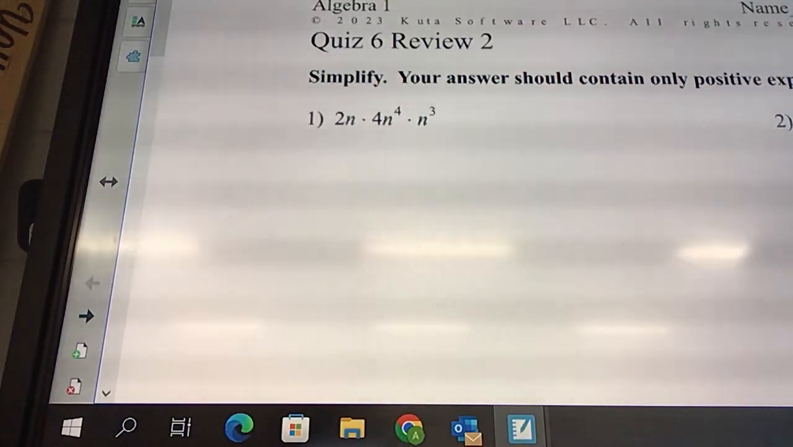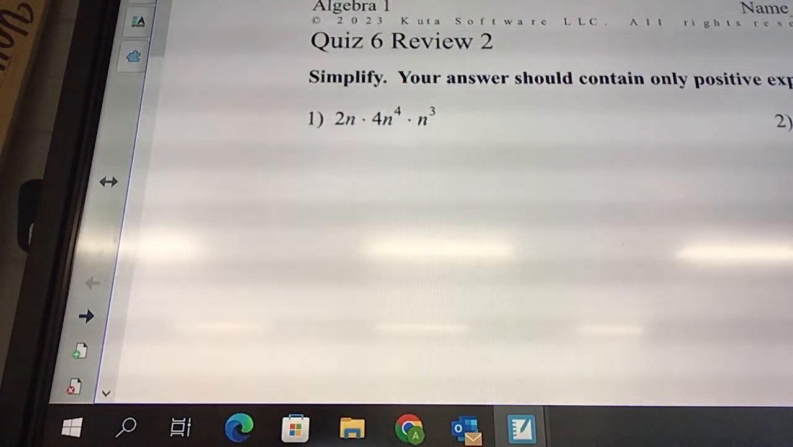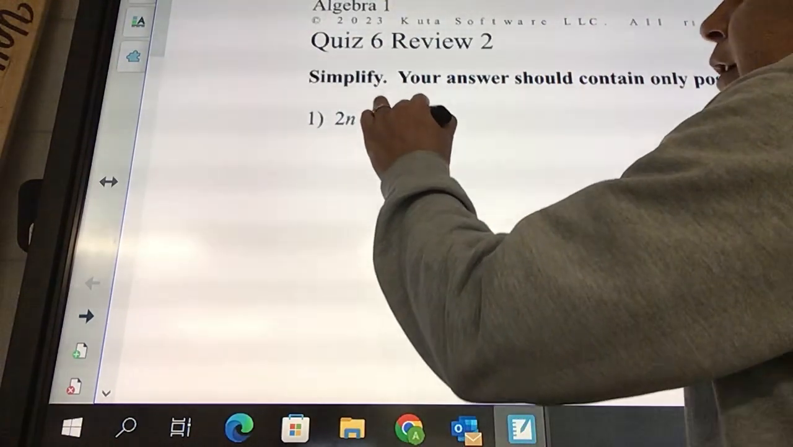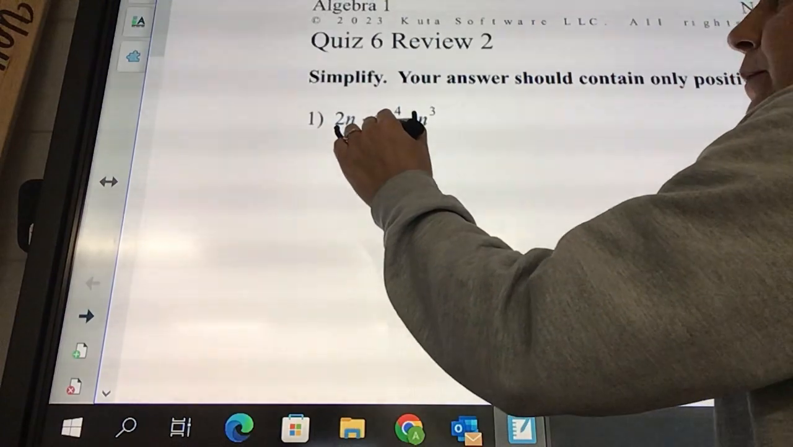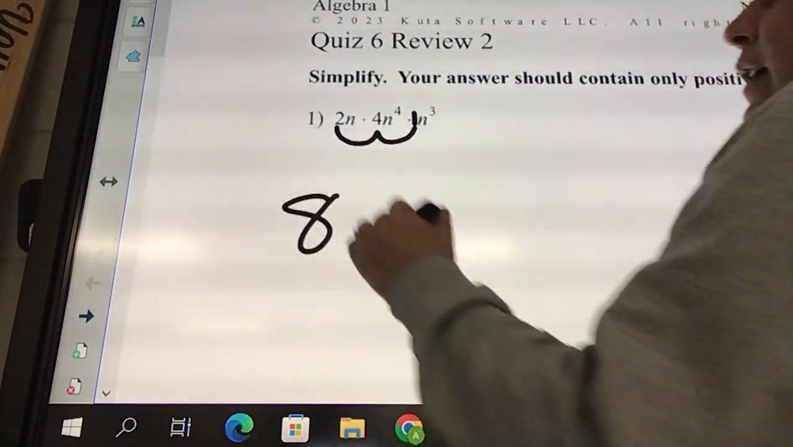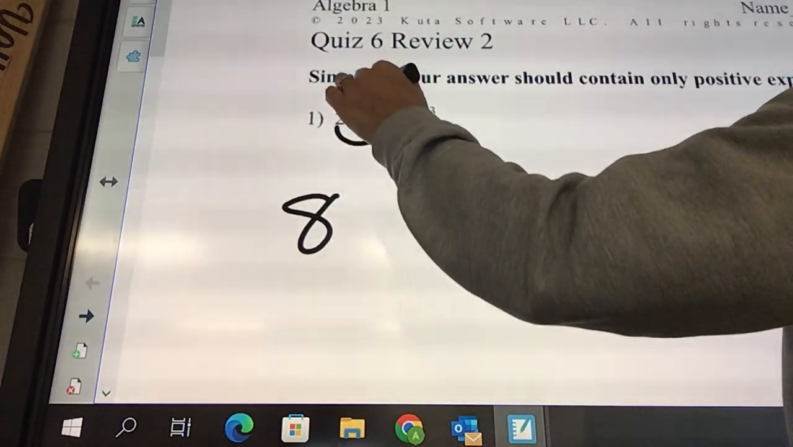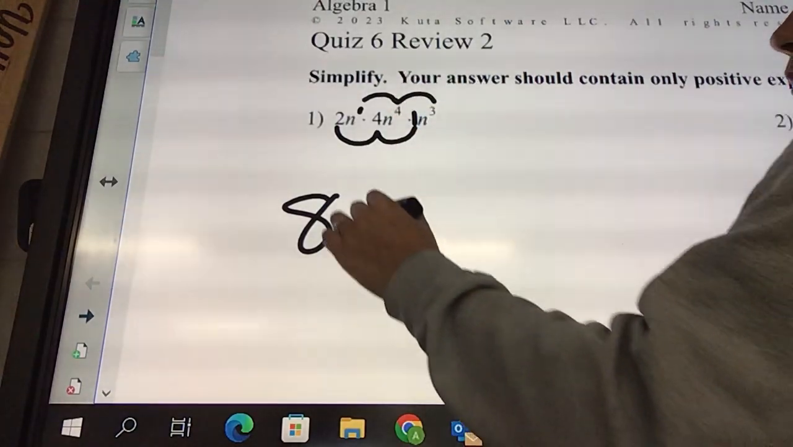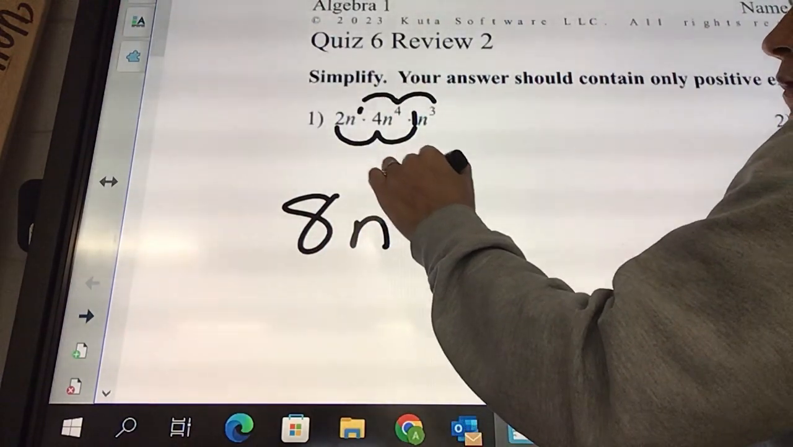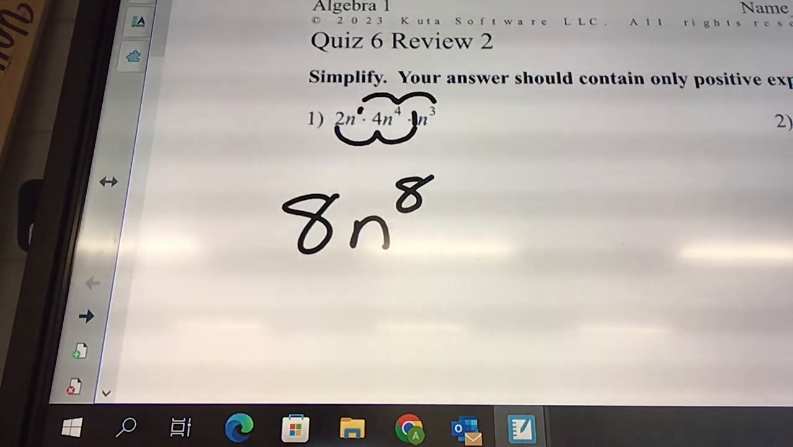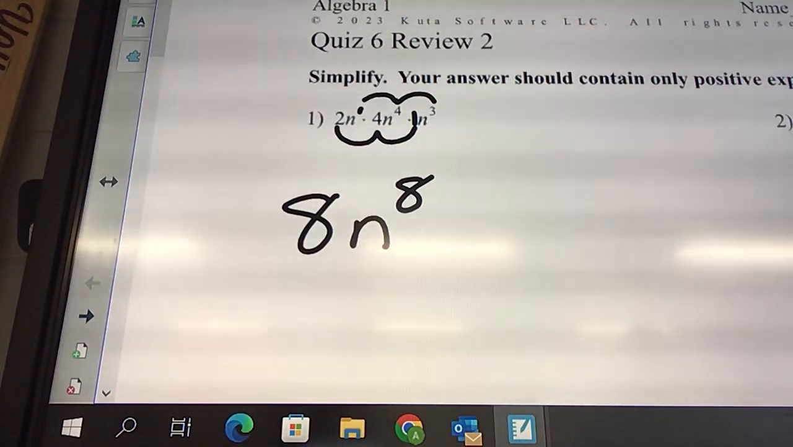Number 1. Okay, it has the dots, and so we're going to multiply all the big numbers and add up the little ones. Okay, so first I can put a 1 here. What is 2 times 4 times 1? 8. Okay, and then we can add a 1 here. 1 plus 4 plus 3. 8. Okay, and then we check and say, well, do we have any negatives? Does it need simplified any further? No.